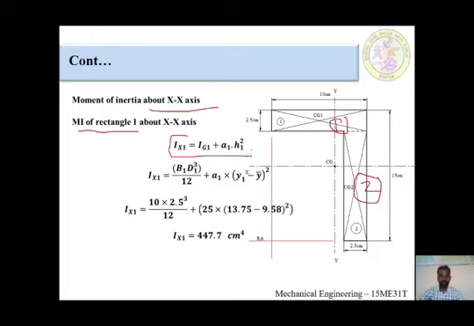I am going to do the direct formula, as I described in previous sessions. Our parallel axis formula is this one: Ix1 is equal to Ig1 plus A1 H1 square. As you would know, Ix1 is equal to B1 D1 cube divided by 12 plus A1 into (y1 minus y bar) square.